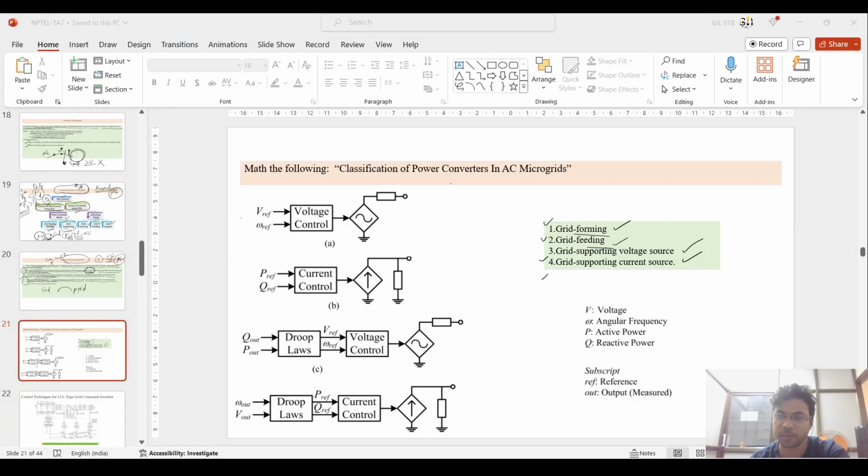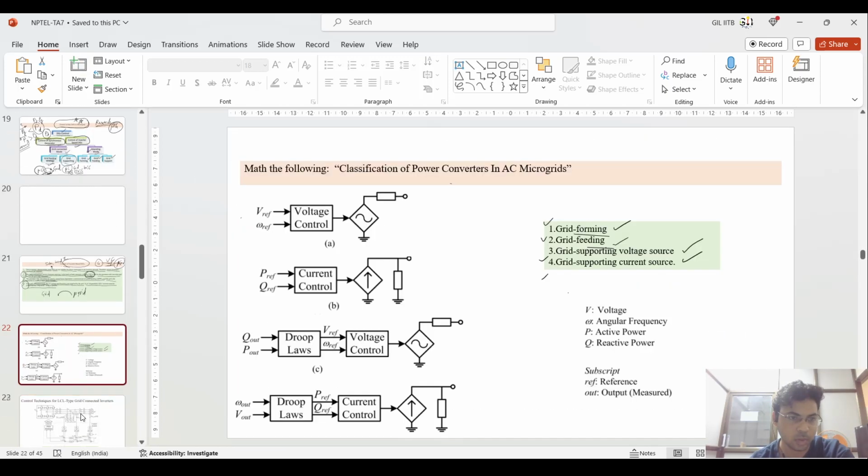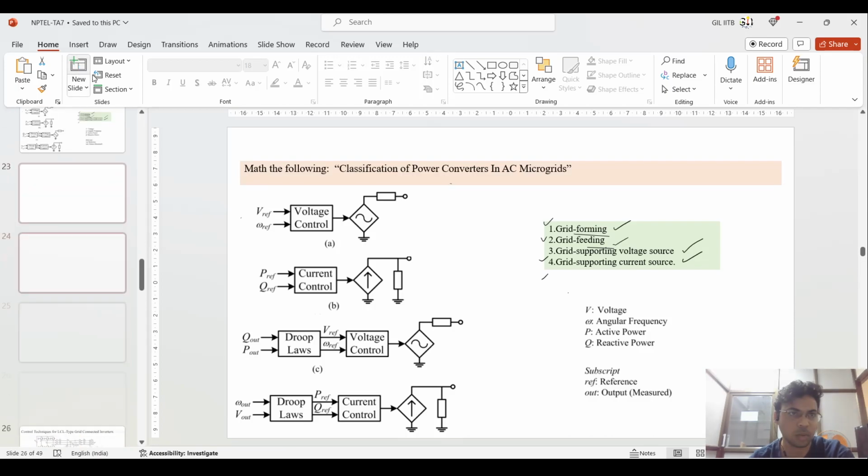Any answers? Okay, let me explain this concept. If you see from the fundamental concept, how you connect this voltage source. Let me take another slide for this purpose.